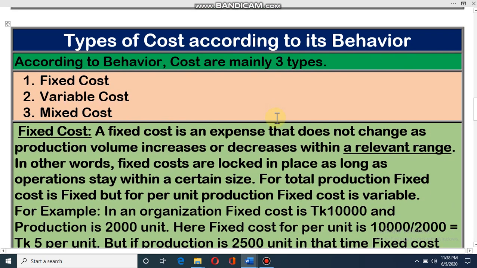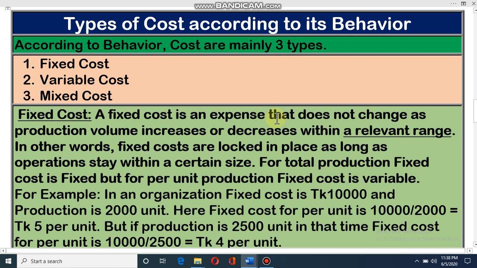Dear student, types of cost according to its behavior. This is a very important topic for this chapter. Earlier I told you that in this chapter we will discuss cost volume profit. That means cost is the main element for finding out the profit. There are mainly three types of cost according to its behavior. In another chapter we learned different types of cost. Here we will learn that according to its behavior, cost is of three types: number one, fixed cost, then variable cost, then mixed cost.